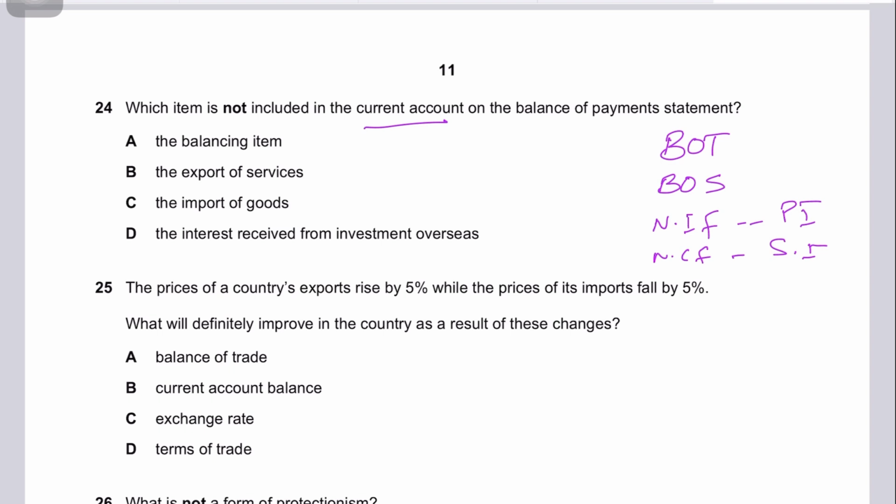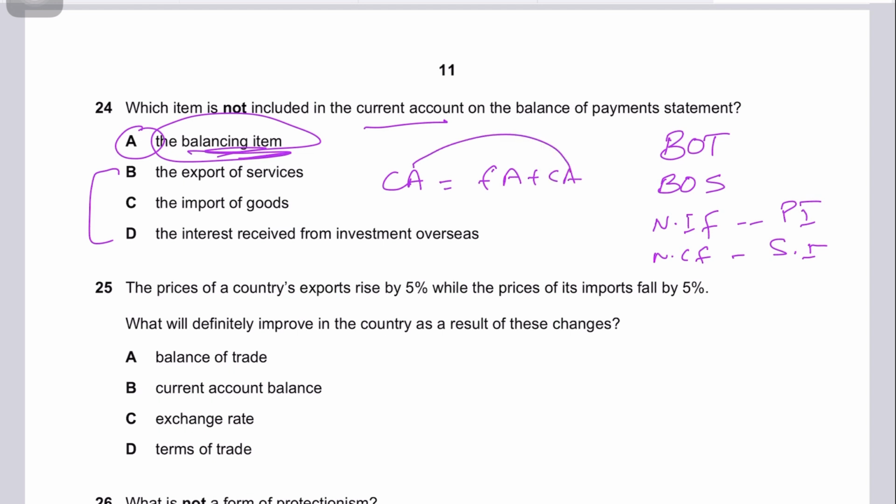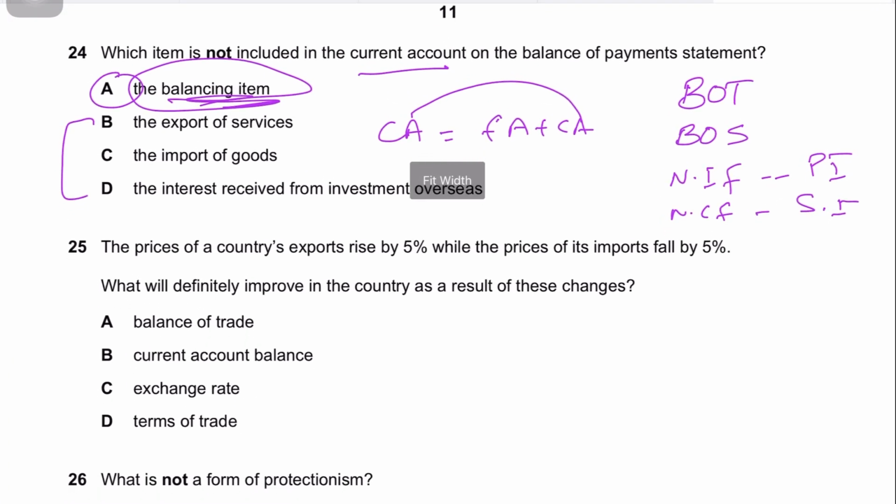Now, obviously, all of these are recorded in the current account except for the balancing item, which records your net errors and omissions in order to balance the overall BOP, because we know that the current account should be equal to the value of the financial and capital account. And if the BOP does not balance because of this, then the difference represents the statistical discrepancies, that is net errors and omissions, in order to balance the BOP.